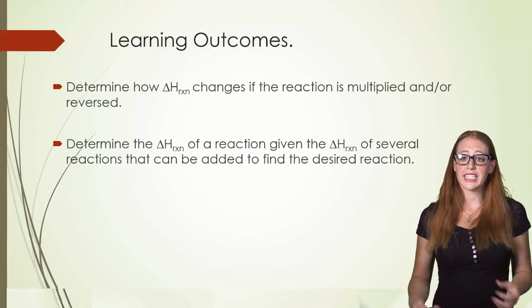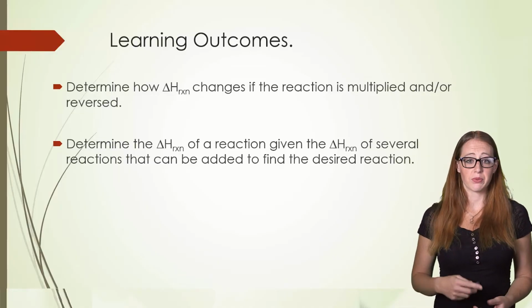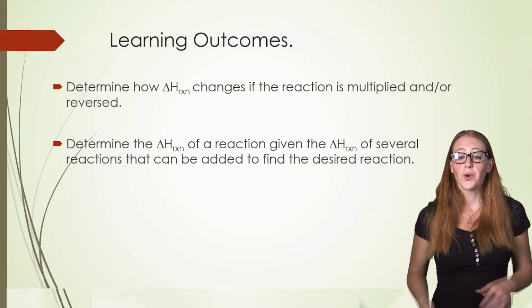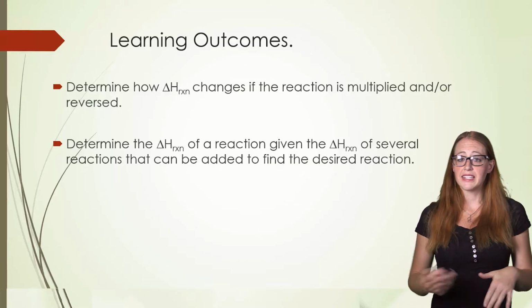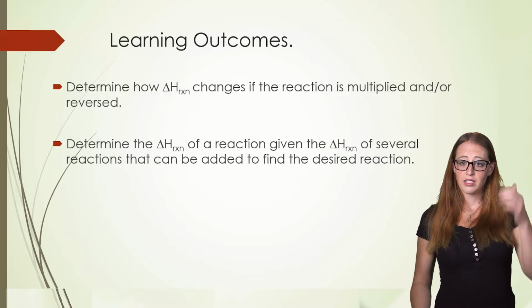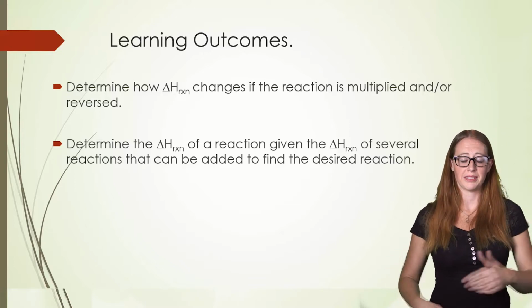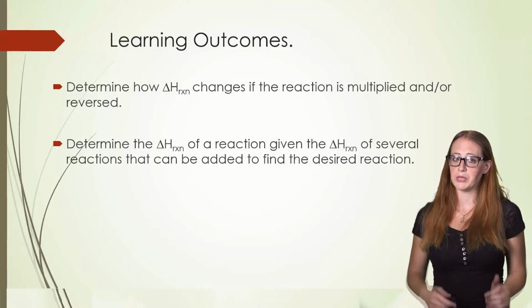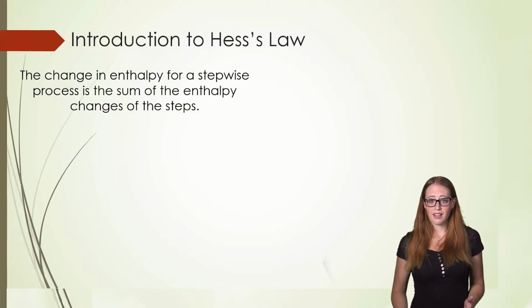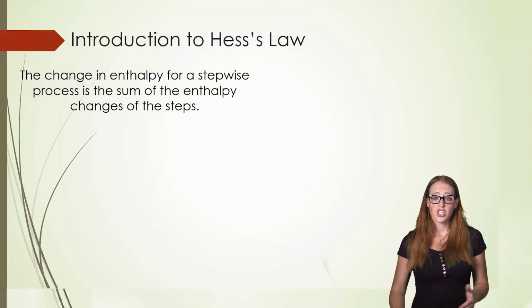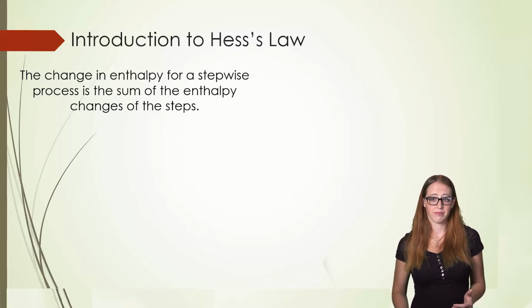We're going to be calculating the change in enthalpy if a reaction is reversed, multiplied, or divided by a number. We're going to then combine reactions to get a desired reaction and determine the enthalpy of the final reaction based on those components. And that will all make a lot more sense once we actually do it. So Hess's law is a law that allows us to add multiple reactions to solve for a final reaction.